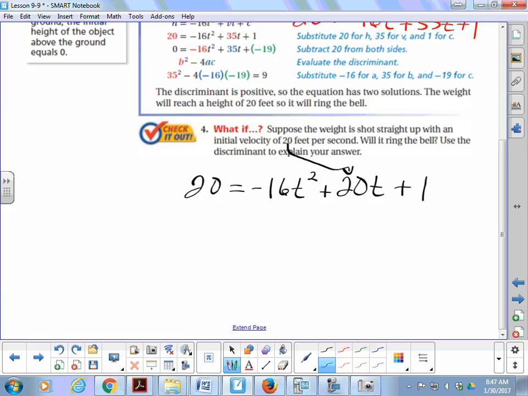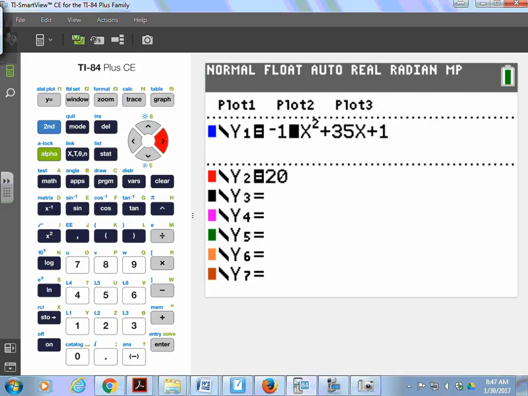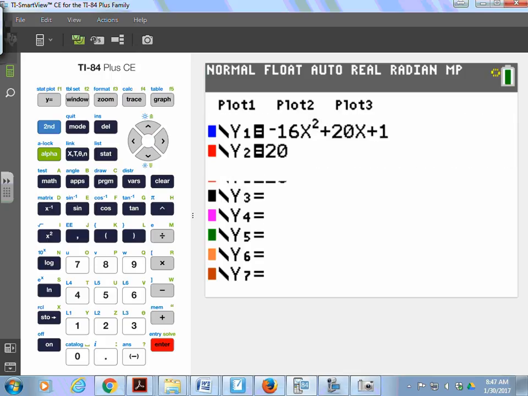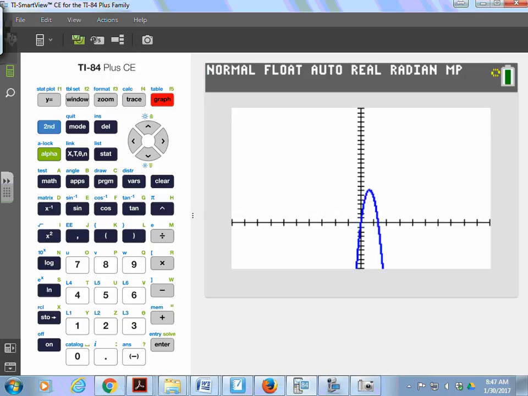So I can go to my y equals, change the 35 to 20, and go to the table or the graph, and we can see that, yeah, it doesn't even come close to making it. All right, so the first one must have been Michael, the second one must have been Scott, right? Okay, all right.